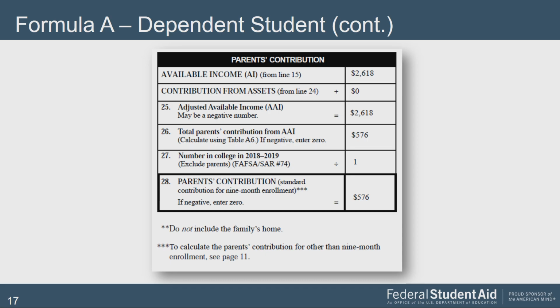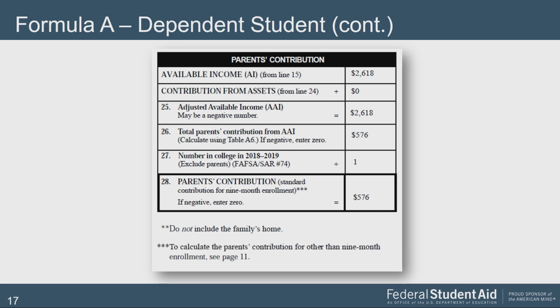And even then, we don't expect every dollar of even that to be available for college education. We put it through this adjusted available income formula that's, again, in the workbook, and we come up with a parent's contribution from adjusted available income of only $576, or about 25 cents on the dollar, roughly.